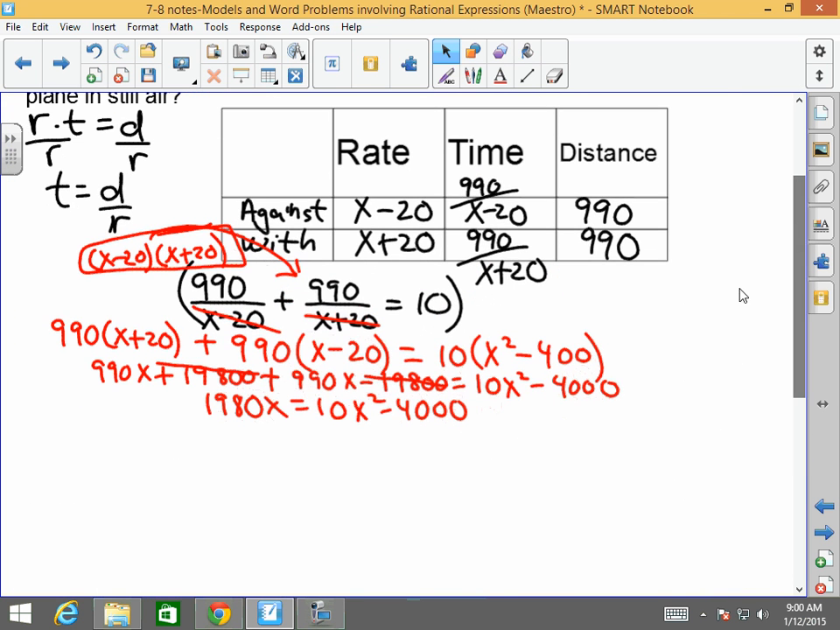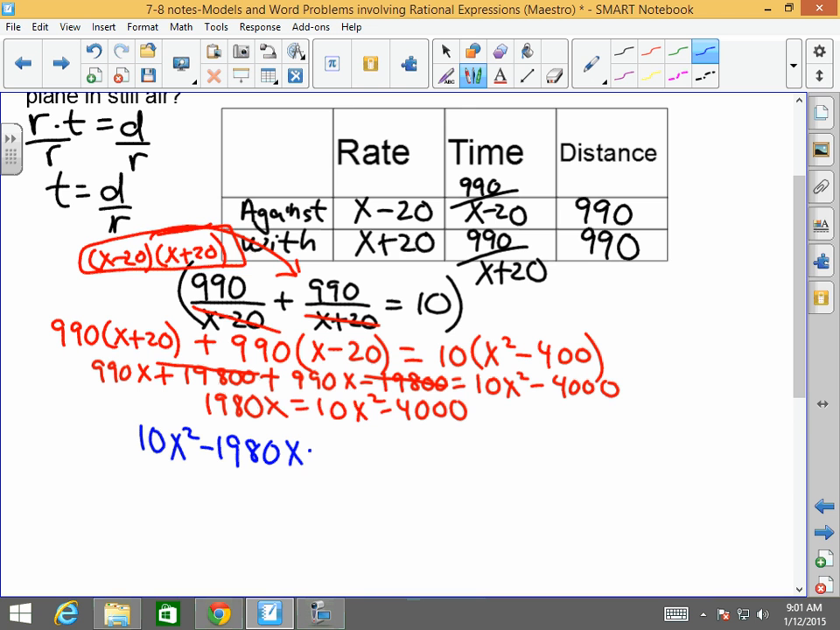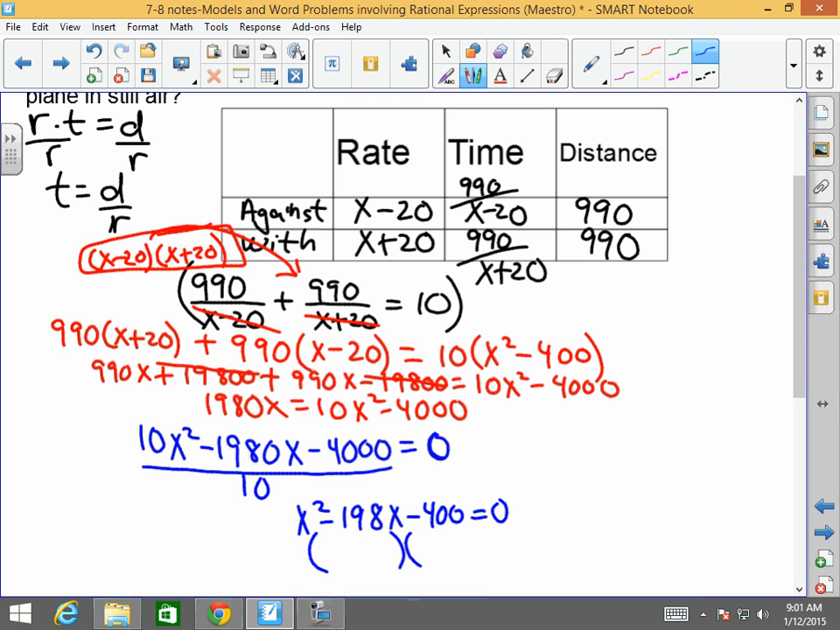Okay. So everyone's with me so far? Let's go ahead and make a trinomial here. I'm going to subtract the 1980x from both sides. So I've got 10x squared minus 1980x minus 4,000 equals 0. Divide everything by 10, giving me x squared minus 198x minus 400 equals 0. And now, believe it or not, this is pretty easy to factor. What times what is negative 200, but when added together it's negative 198? Excellent. Negative 200 and positive 2.